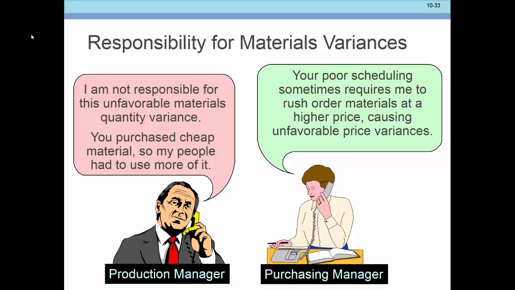The only thing I don't like is she says your poor scheduling sometimes requires me to rush order materials at a higher price, but she paid a lesser price. So I'm not sure what she's saying. Well, she bought cheap material because he didn't give her enough time to find the good material at a cheaper price. Well, then she should have paid a little more for the better stuff. She didn't give a very good answer, right?